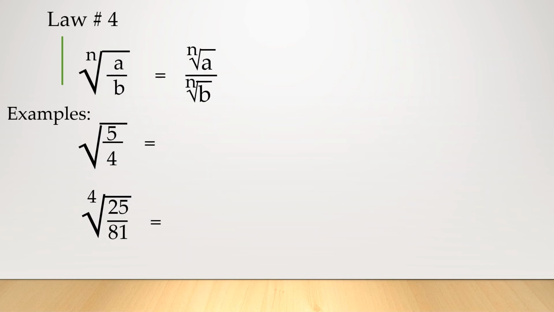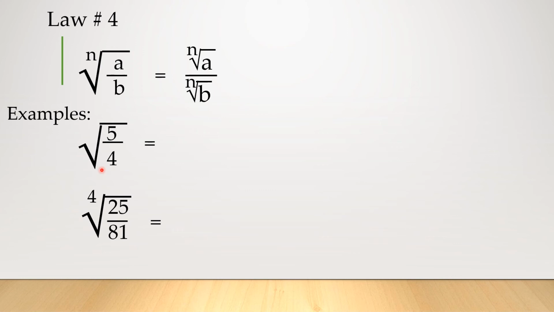So let's have here law number 4 on our list. I have here, you notice the radicand here, a quotient, A divided by B. So the nth root of A divided by B, or A over B, is equal to the nth root of A divided by the nth root of B. It means you can separate the numerator and the denominator, but they are of the same index. Okay, so they are just equal.